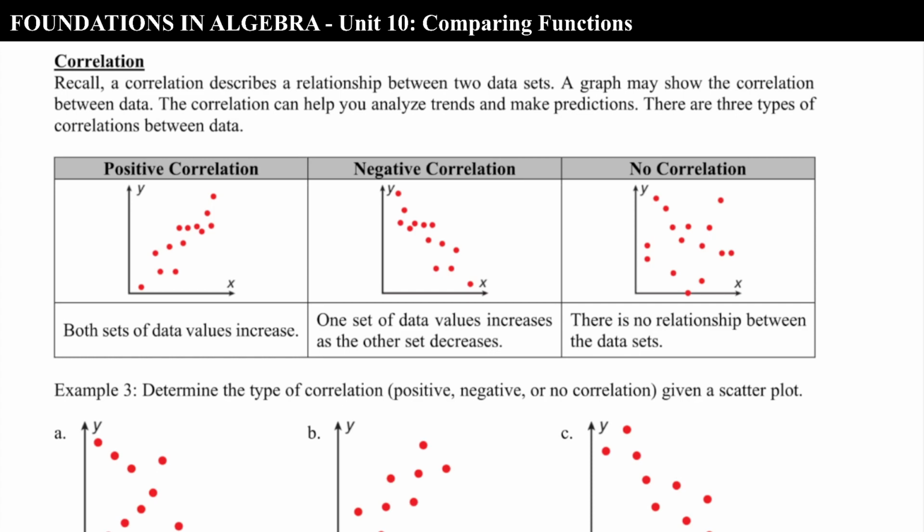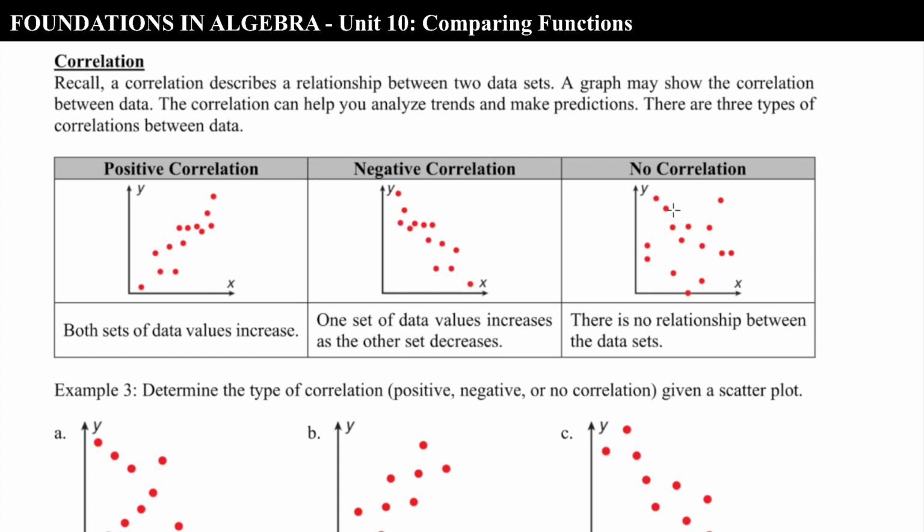There are 3 types of correlations between data. You have positive correlation, where both sets of the data values increase. So as your x increases, your y is also increasing. Negative correlation is when one set of data values increases and the other set decreases. So here our x is going up and our y is coming down.